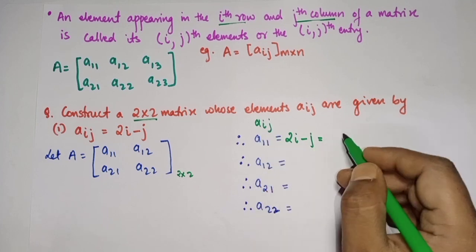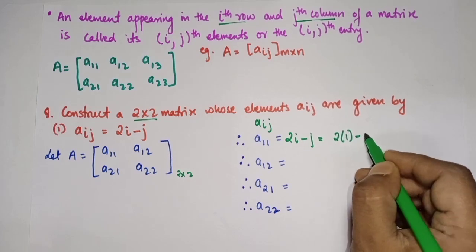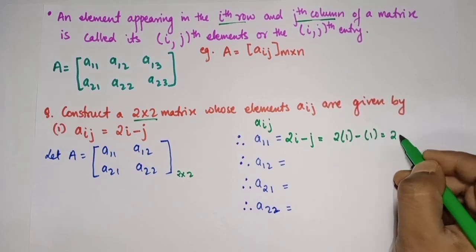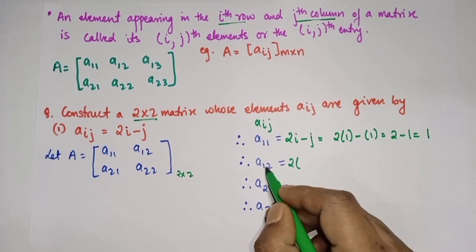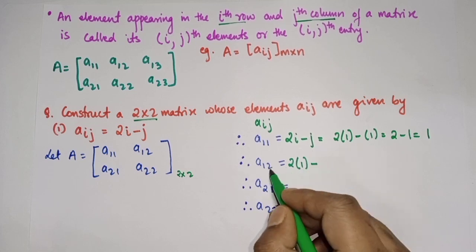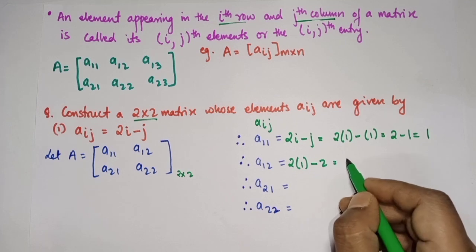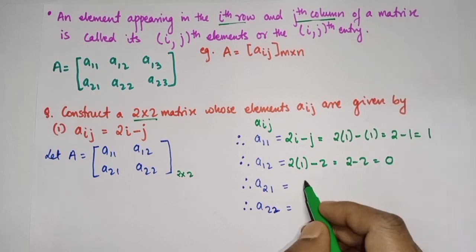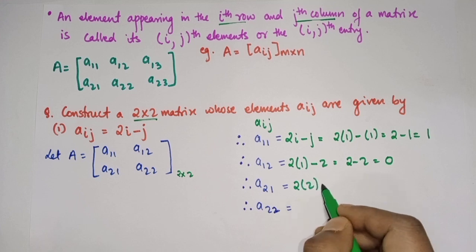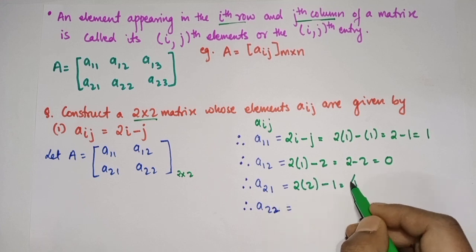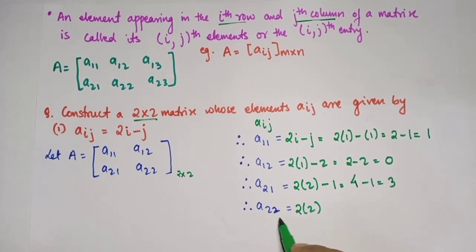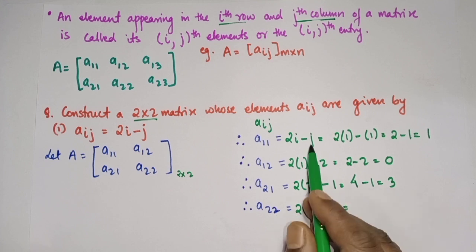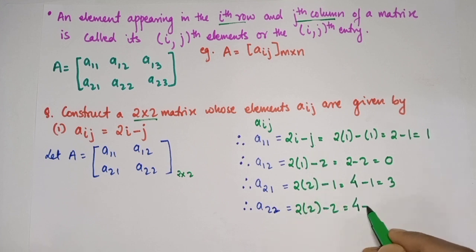So i is 1, j is 1. So we write 2 in bracket, 1, minus 1. 2 ones are 2, minus 1, I got 1. Similarly for A12: i is 1, j is 2, so 2 minus 2, I got 0. For A21: i is 2, j is 1, 2 twos are 4 minus 1, I got 3. Now for A22: i is 2 and j is also 2, putting in these values, 2 twos are 4 minus 2, 4 minus 2 is 2. So I got all the values.